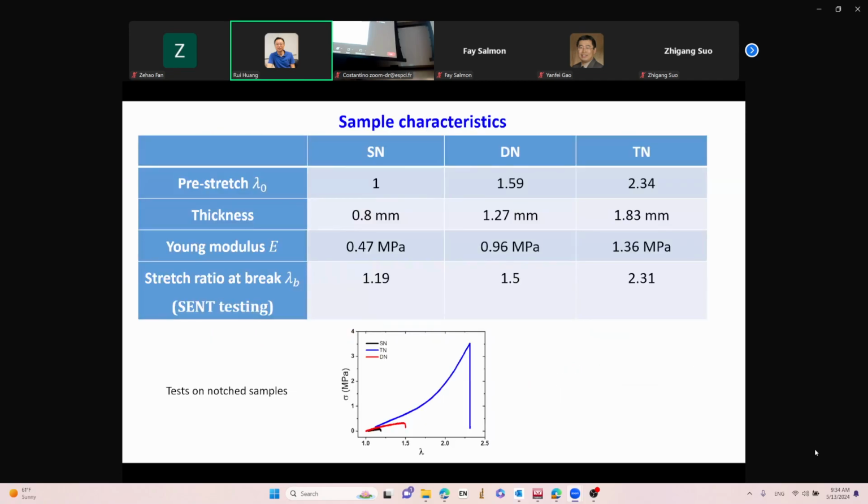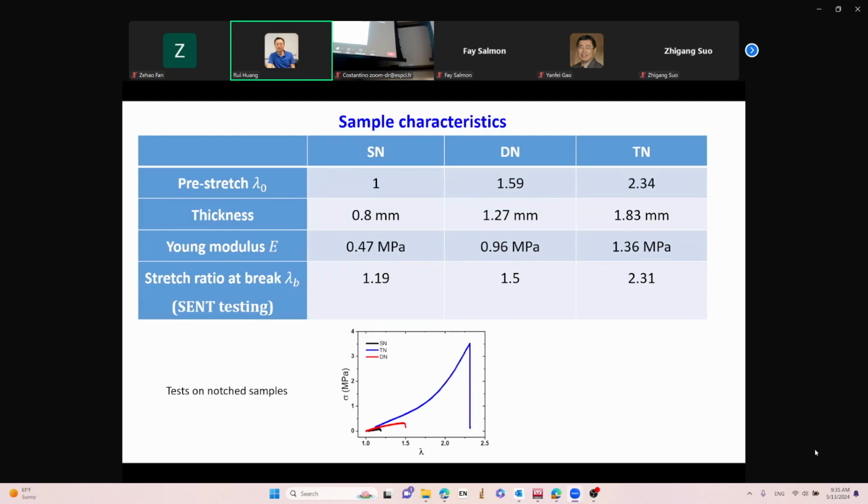So these are actual samples. We made 3 different samples. Here I'm using the terminology single, double, triple like beer, but actually it's different pre-stretch. So the single network is the one that is not pre-stretched. This is partially swollen. This is the linear stretching. So in volume, it's the cube of this. And you see that samples also have different thicknesses. I don't think it matters that much for this.